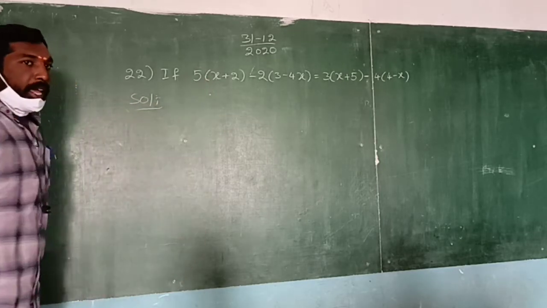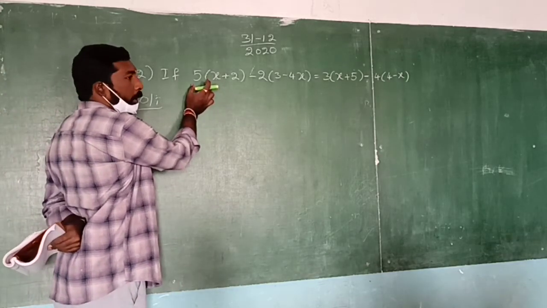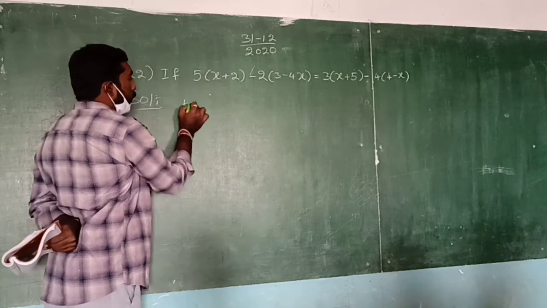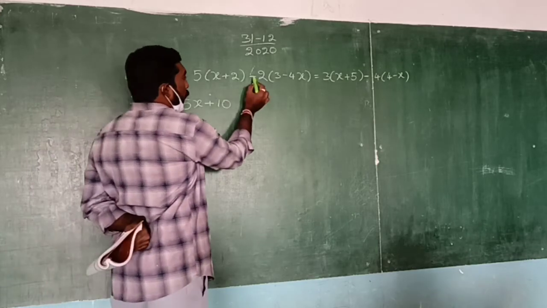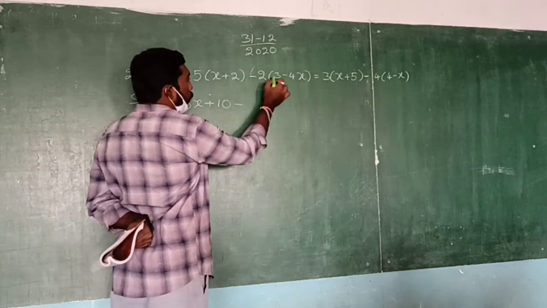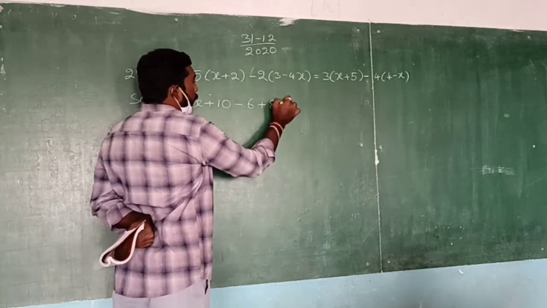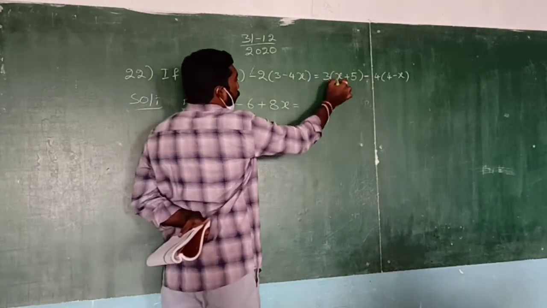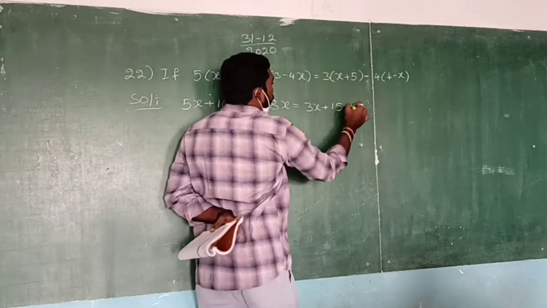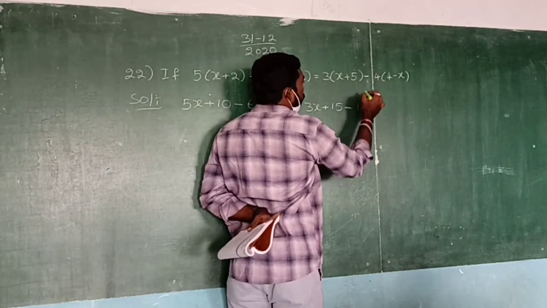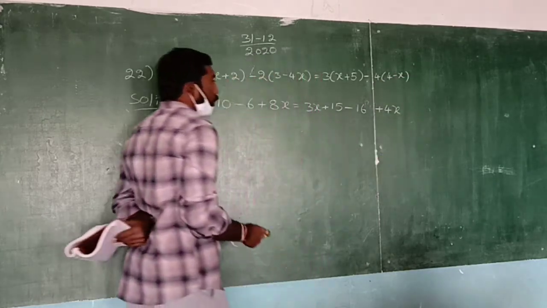First remove the brackets. While removing the brackets, you have to multiply the number which is beside the brackets. So 5 into x is 5x, plus 5 into 2 is 10. Minus into plus, minus 2 into 3 is 6, minus 2 into minus 4 is plus 8x, is equal to 3 into x is 3x, plus 3 into 5 is 15, minus 4 into 4 is 16, minus into minus is plus 4 into x is 4x. So what do you have to do now?